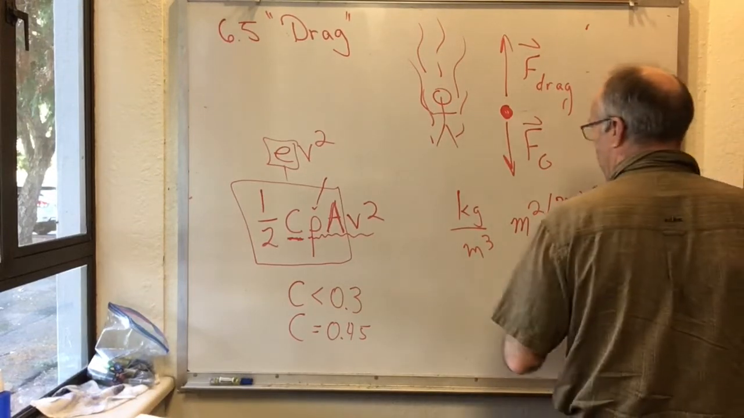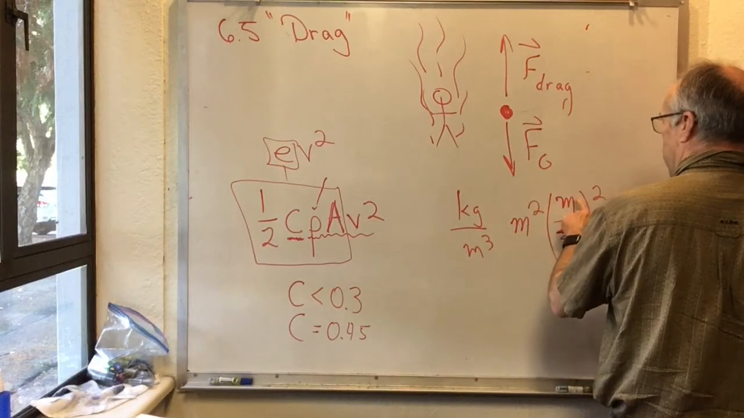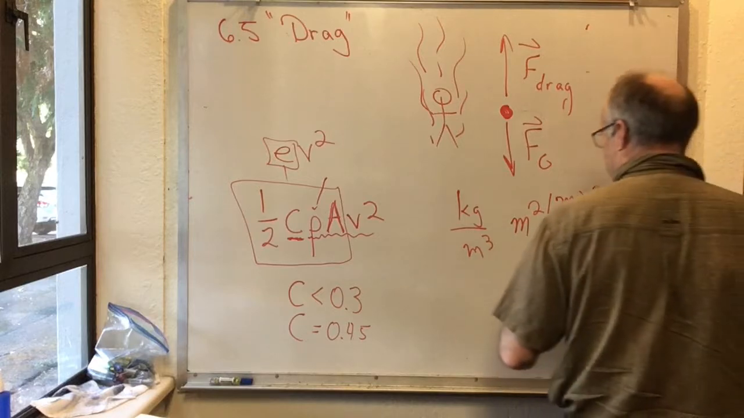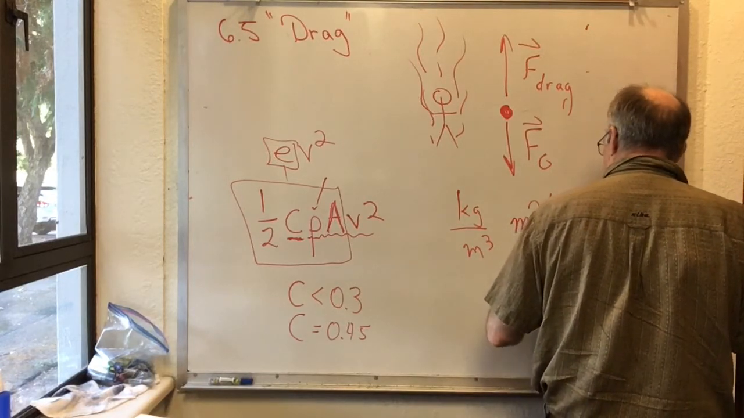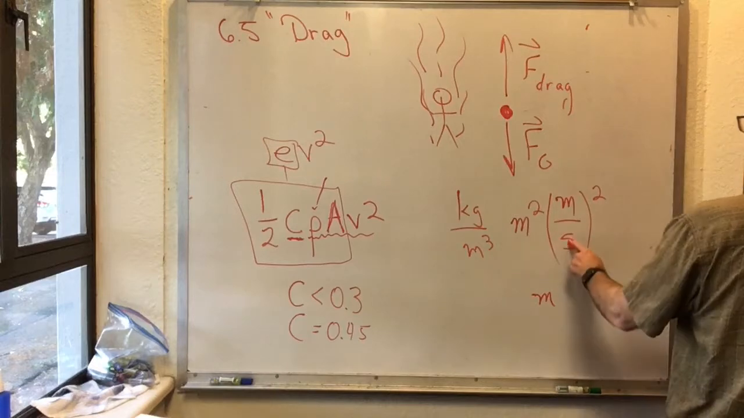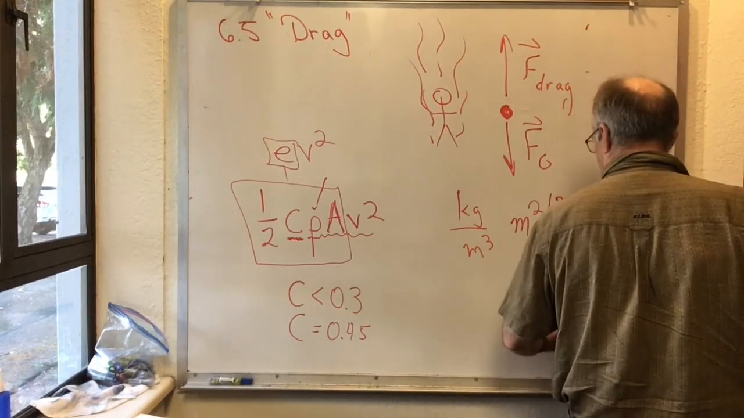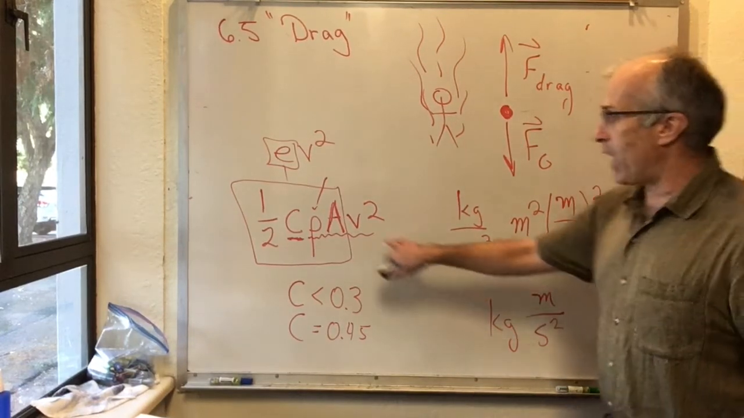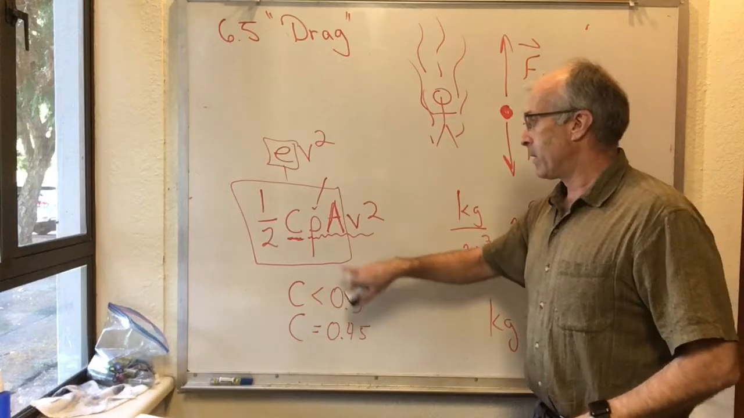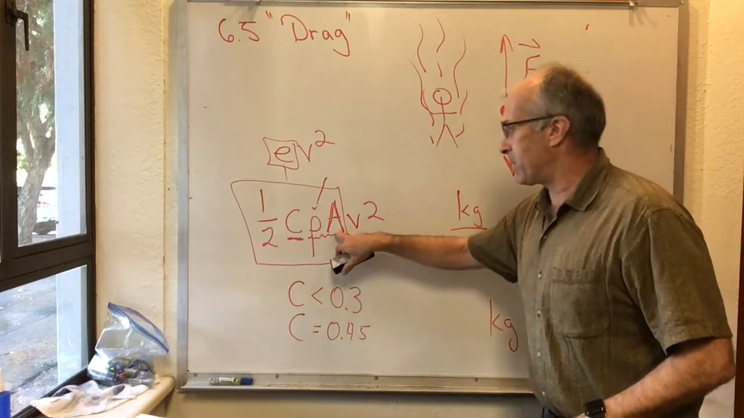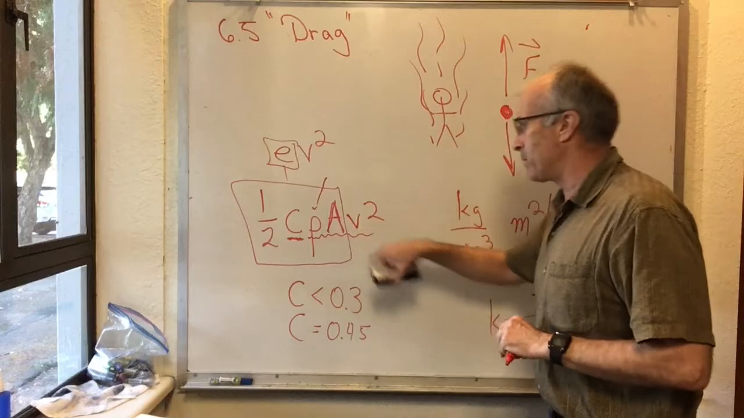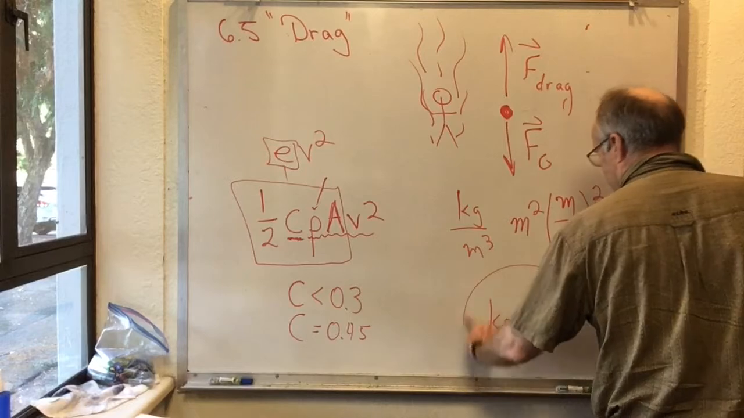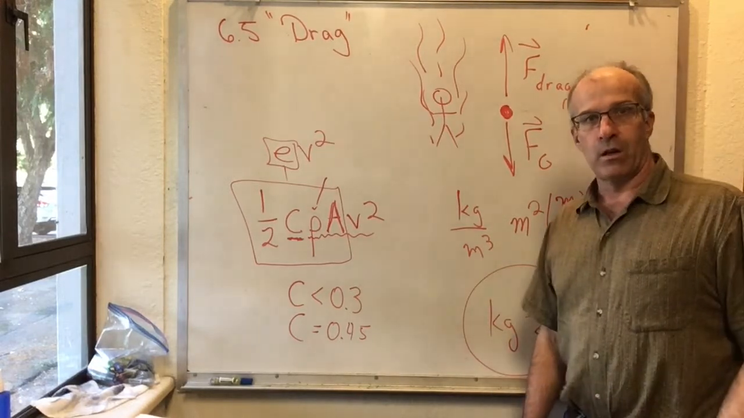Let's count that all up. We've got 1, 2, 3, 4 m's in the numerator and 1, 2, 3 m's in the denominator. So that means that we have meters in the numerator. We have seconds squared in the denominator, and we have kilograms in the numerator. And so if you write things in terms of a pure number times the density of the medium times the cross-sectional area of the object times the speed of the object squared, then indeed that thing has dimensions of newtons.